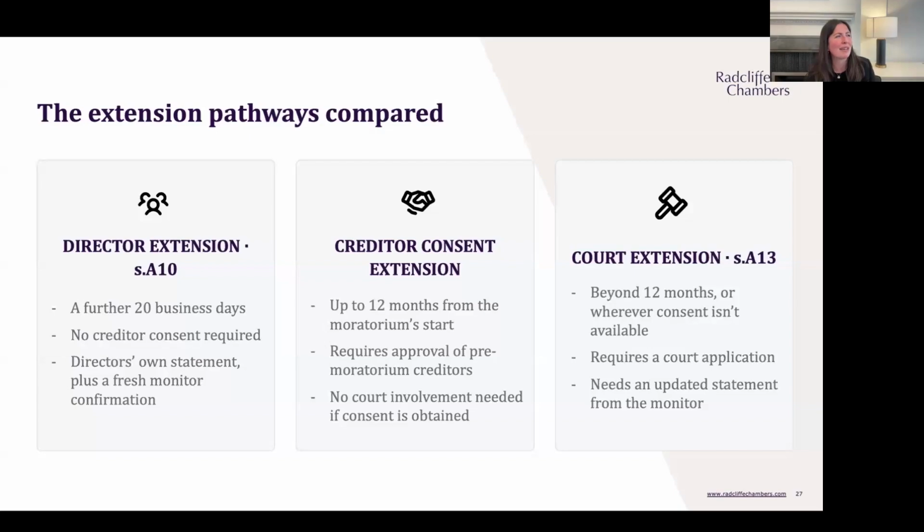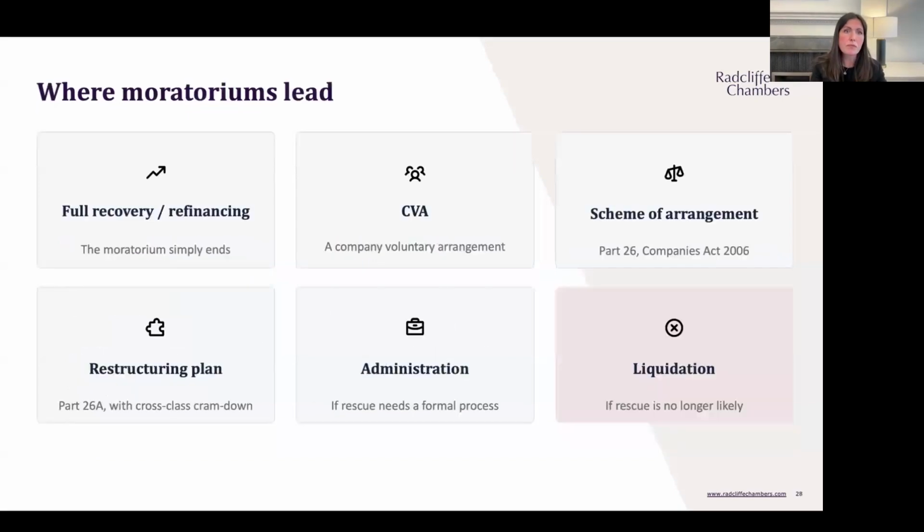And I think that's probably quite similar to the monitor having certified that it remains likely to be rescued as a going concern. Because of course, if that's the case, the creditors will be paid in full. So that must be in their interests, is my view of that. As I say, it requires a court application, requires an updated statement from the monitor, and that's every stage. And I think you're probably starting to see, for those of you not familiar with the way these work, the importance of the monitor's role and the centrality of the monitor's role in these applications.